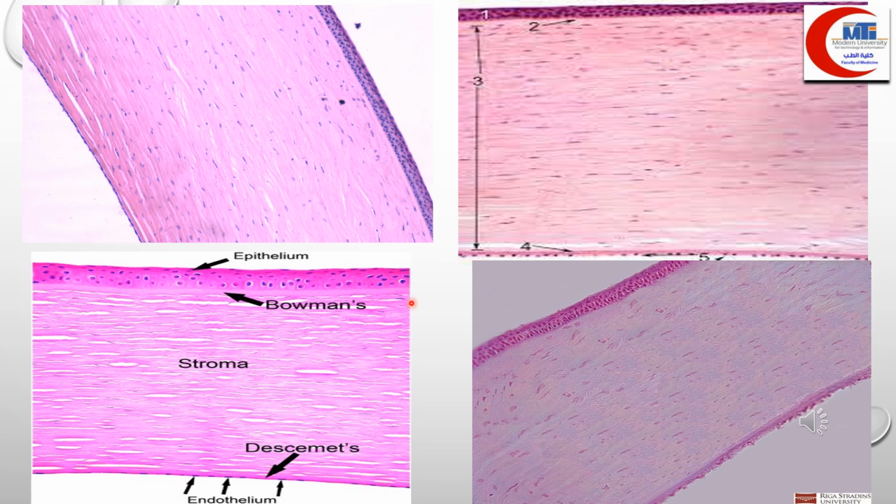This Descemet's membrane is a homogeneous membrane, thick, highly refractile, non-cellular, formed of only collagen fibers with ground substance. And the last layer, the innermost layer, lining the inner surface of the cornea, is the corneal endothelium, as we see here, simple squamous cells.